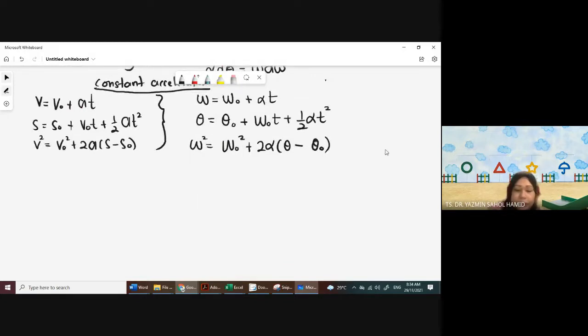Okay. So there's three more new formulas that you need to know that is related to rigid body. Okay, this is new formula. Velocity equals to omega r. Okay, acceleration t equals to a. Sorry, not a.